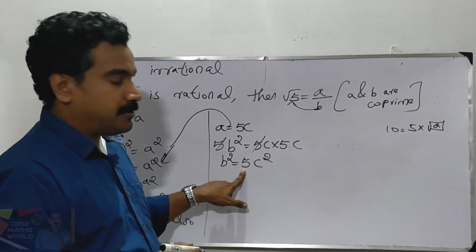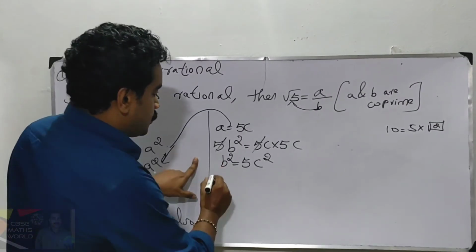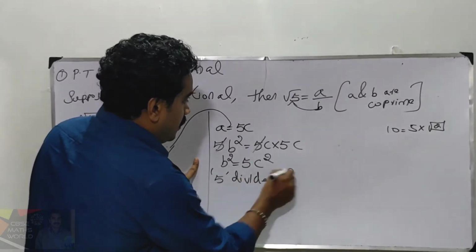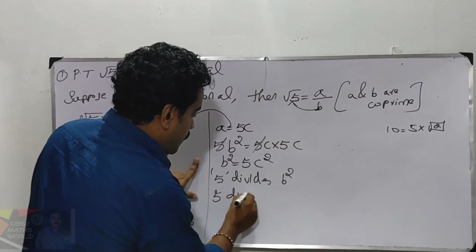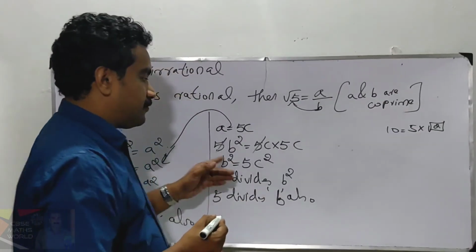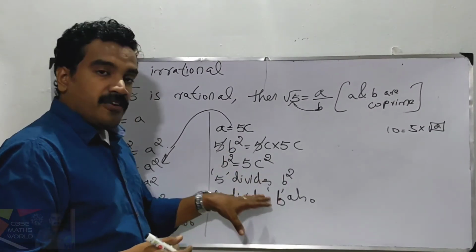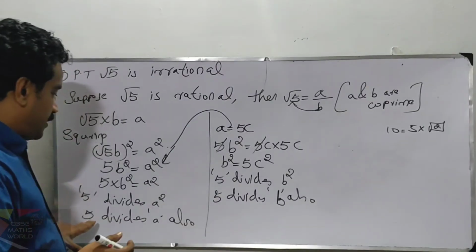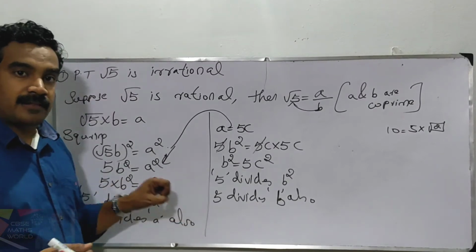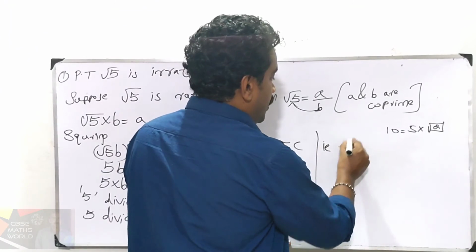What's the meaning? 5 is a prime number. So we can write 5 divides b square, 5 divides b also. So if 5 divides b, it means 5 is a factor of b. Here we are saying that 5 divides a. It means that 5 is a factor of a. So 5 is a factor for both a and b.